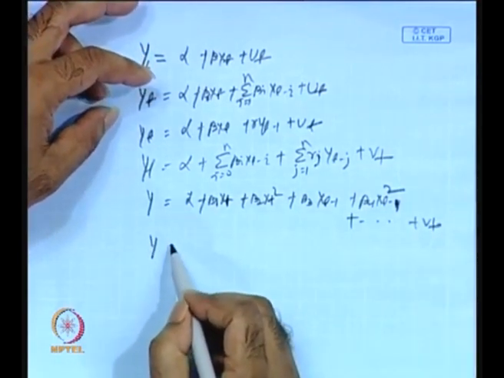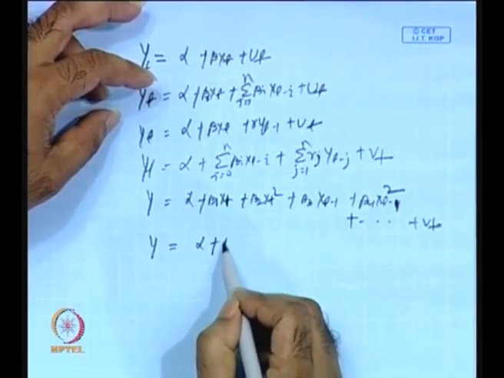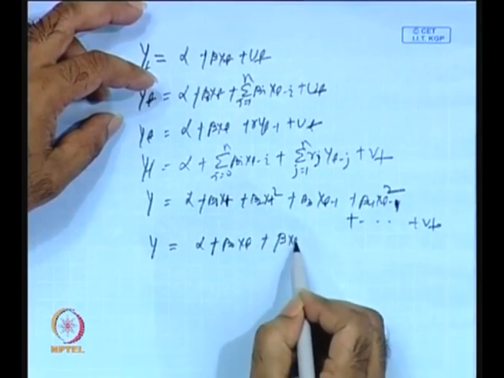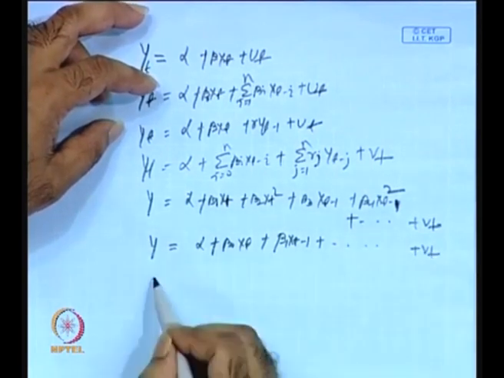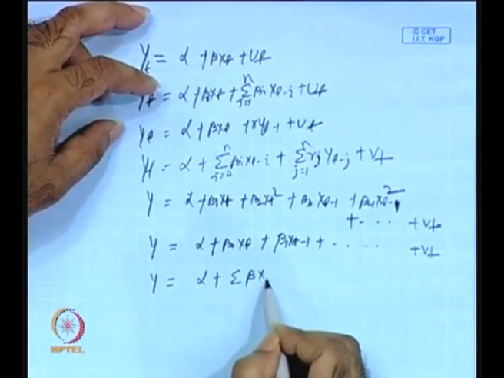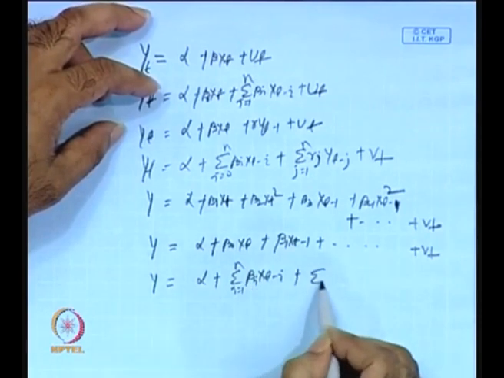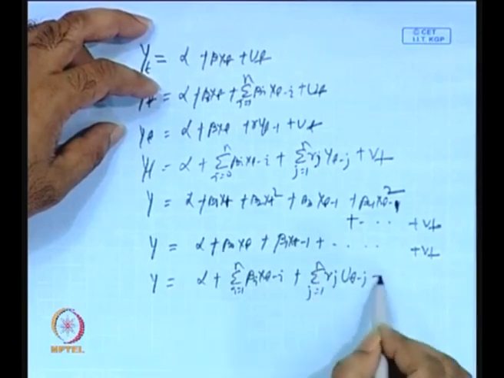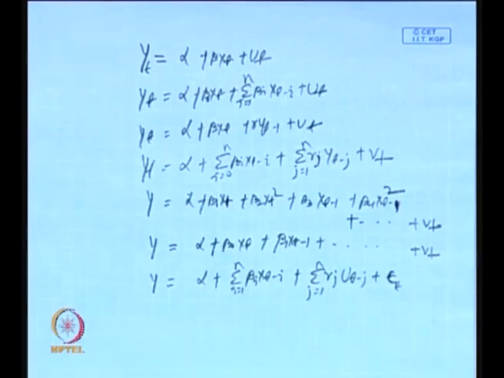So, there is another form of model: y t equals alpha plus beta 0 x t plus beta 1 x t minus 1 plus so on, plus b t. And another form of the model is alpha plus summation beta i x t minus i, i equal to 1 to n, plus summation gamma j u t minus j, j equal to 1 to n, plus epsilon t. Okay. So, these are the various forms of time series modeling.